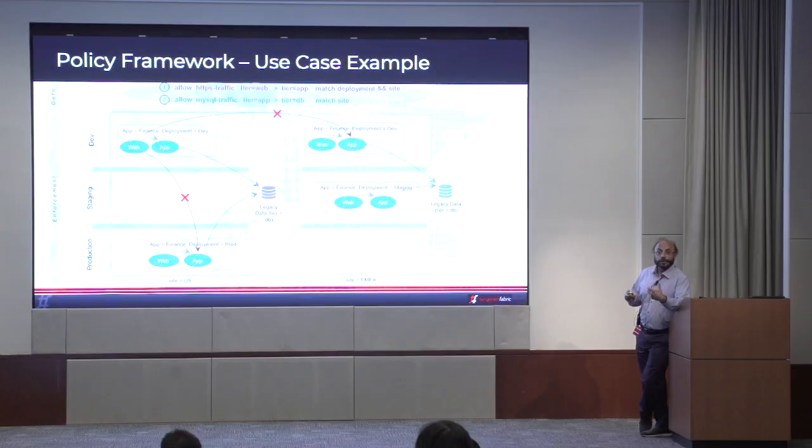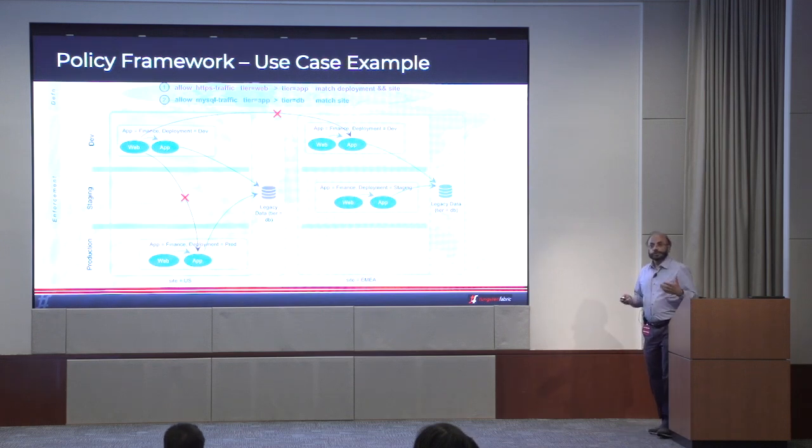Here is another example where we're saying that all app tiers should be able to store their data on a local site, not to a remote site. In this case, you don't use the match deployment. You say any deployment, doesn't matter. Everybody should be able to store the data. So that's how the policy framework works. I just wanted to walk you through to give you a little bit of an idea as to how powerful this framework is, okay?